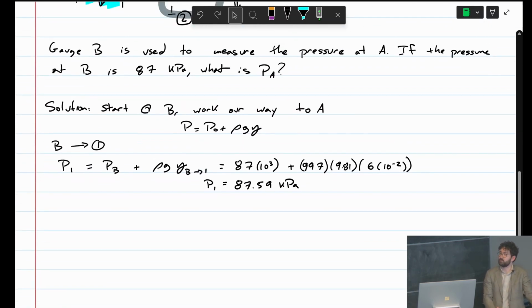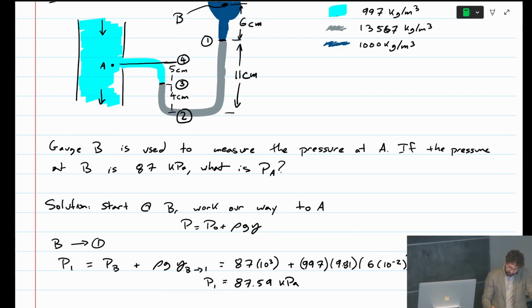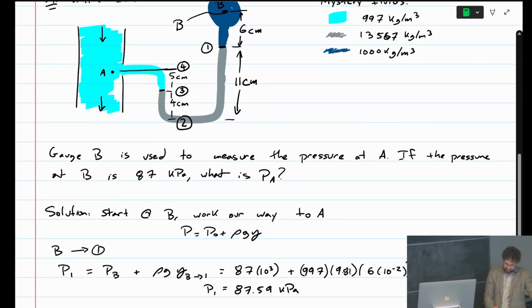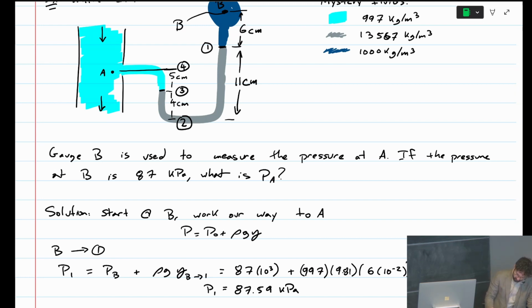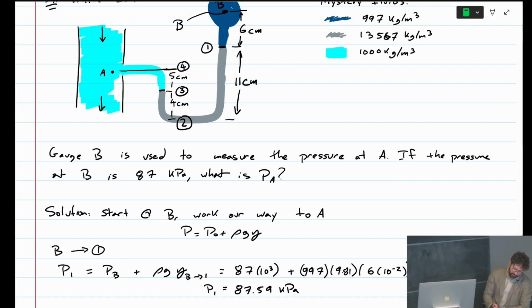Okay, so you can look to see where those numbers came from. We know fluid B has a density of... I think I got our mystery fluid's density. It's actually the dark blue that has that 997. It's not going to make much of a difference. So the dark blue fluid is 997, and we're just going to move downwards 6 centimeters in that fluid, and you can see we gained about 0.59 kilopascals by doing that.